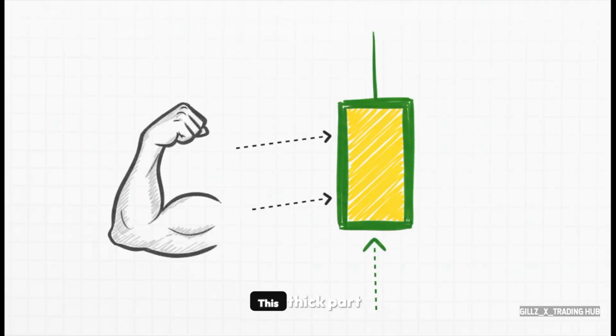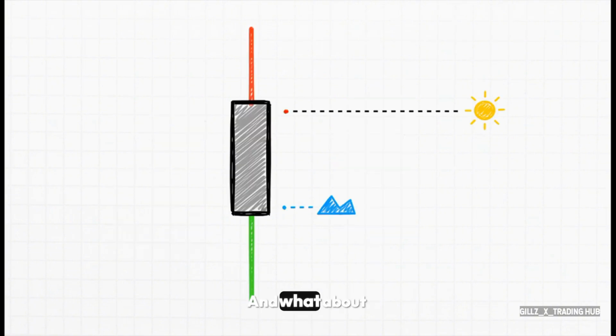Let's break it down. This thick part right here, that's called the real body. You can think of it as the heart of the story. It shows you the main battleground between the opening price and the closing price. And here's a tip. The bigger the body, the more intense that fight was. And what about these thin lines sticking out? Those are called wicks, or sometimes shadows. They show you the full extent of the battle, stretching all the way up to the highest high and all the way down to the lowest low that was reached in that period.